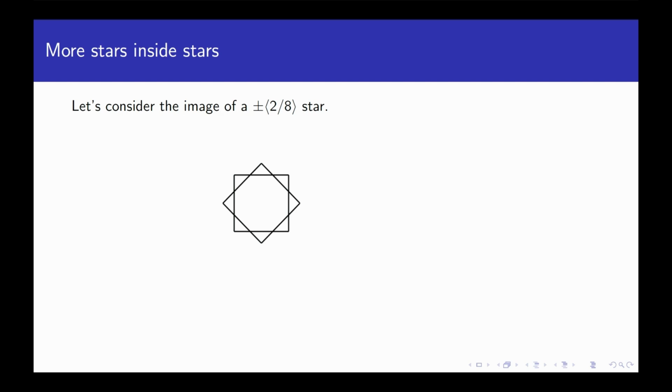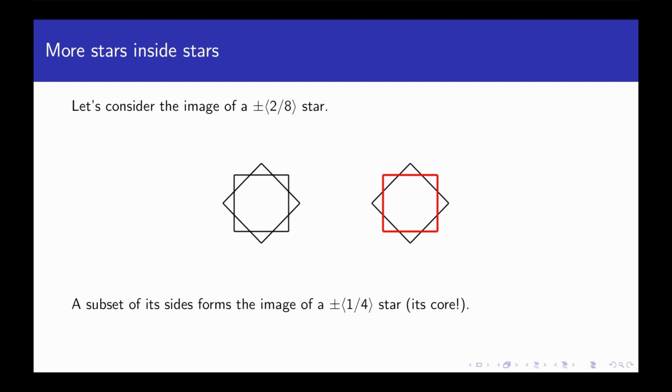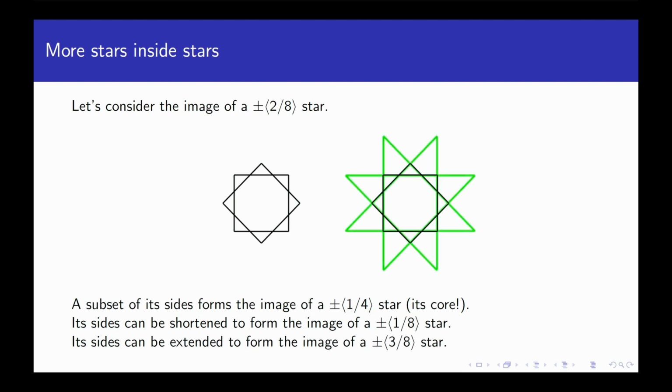Now, the core is actually one of two ideas that have historic roots too. The idea that you can find stars inside of other stars. So if I take the 2 8 star, the core is a subset of that. That's another star, the 1 4 star. But if you took all 8 sides of that 2 8 star and shrunk them down by about 60%, you would have a perfect copy of a 1 8 star rotated inside there. If you were to take the 8 sides of that 2 4 star and extend them to about 3 times their original length, you'd have a perfect copy of a 3 8 star running around inside.